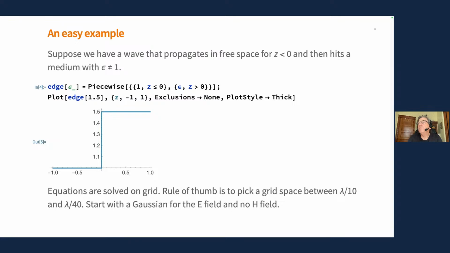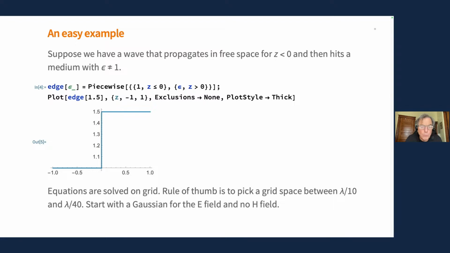I want a wave that propagates in free space for z less than 0, and then hits some medium, okay, with a permittivity with an epsilon that's not equal to 1. So you could think of this as a wave striking glass, for example. And I've plotted the situation here for the variation in epsilon as a function of z.